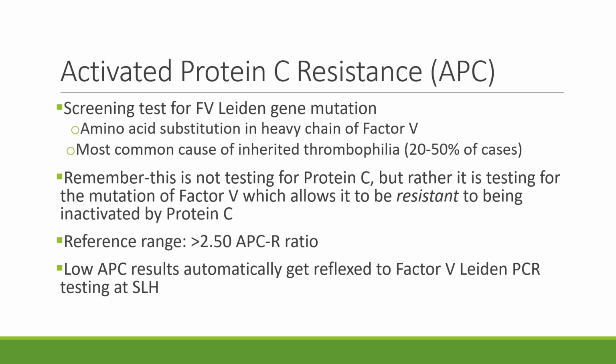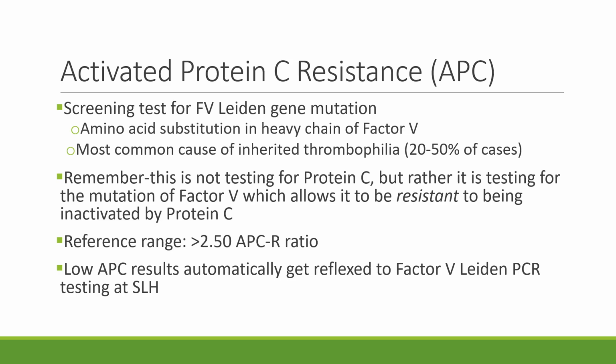Now, what that factor V Leiden gene mutation actually consists of is just an amino acid substitution in that heavy chain for the factor V. It's the most common cause of inherited thrombophilia, meaning hypercoagulable disorder, about 20 to 50% of the cases.